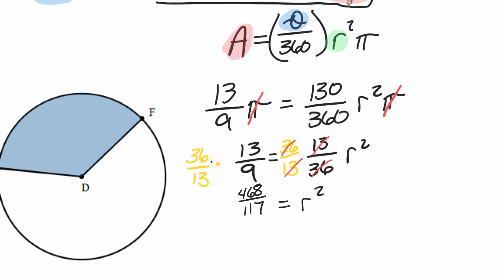Now, before we go square rooting, you want to make sure that this fraction doesn't reduce. Anytime you can work with smaller numbers, you really want to do that. And in this case, you really want to do that because this actually divides down to 4. So we have radius squared equals 4. The way we get rid of a square is with a square root. And the square root of 4 is 2. So there's our radius. We have a radius of 2.